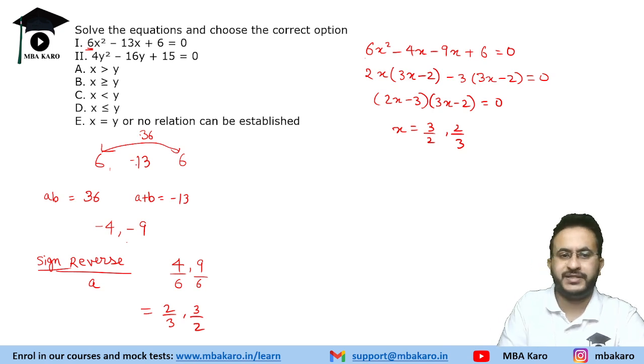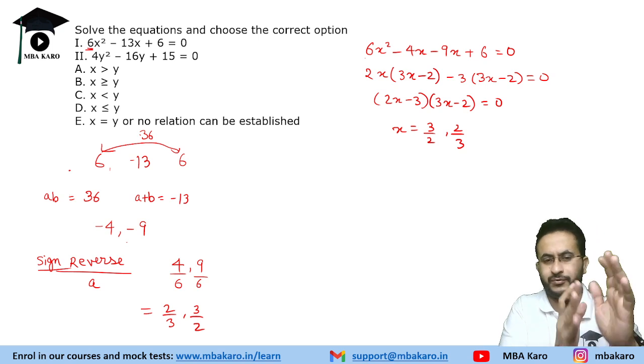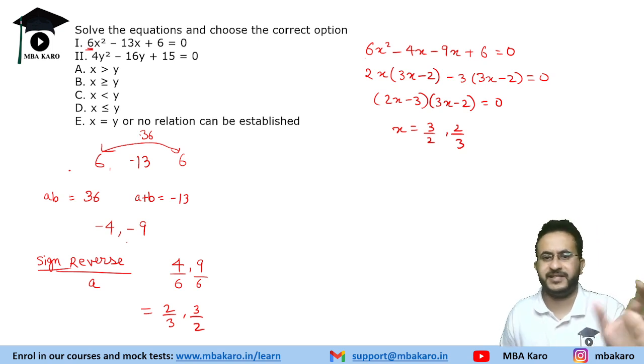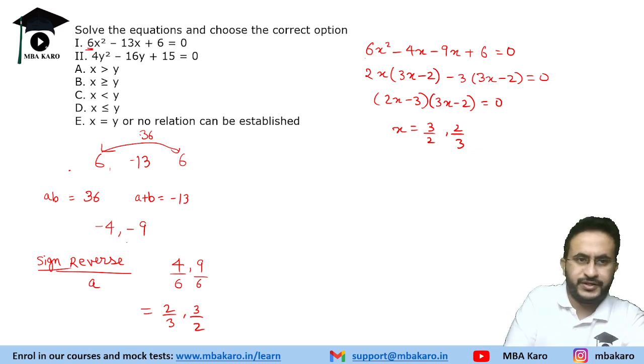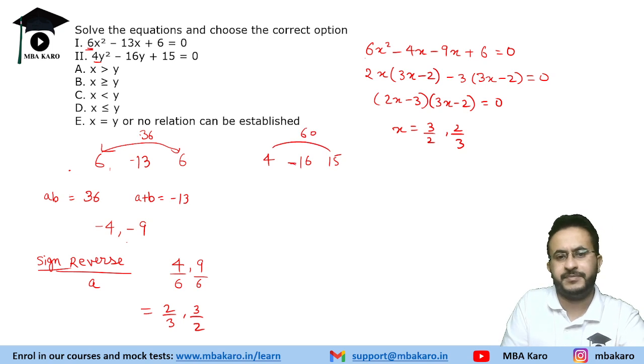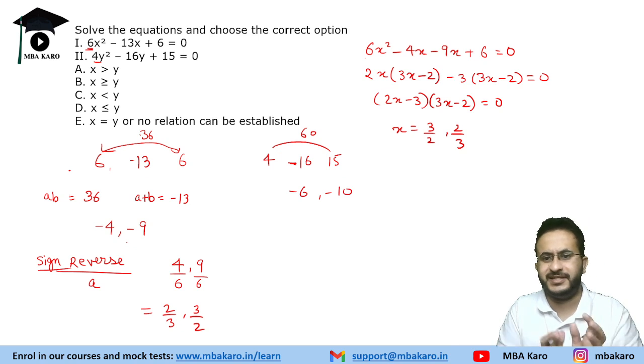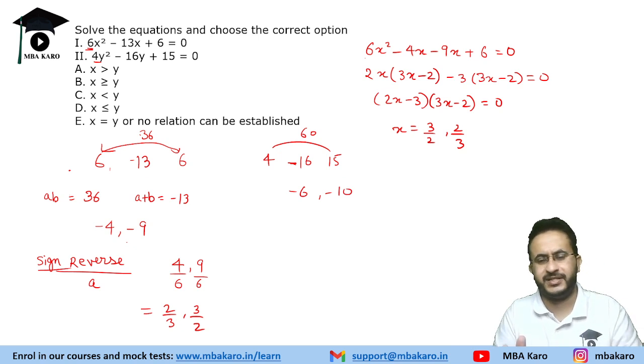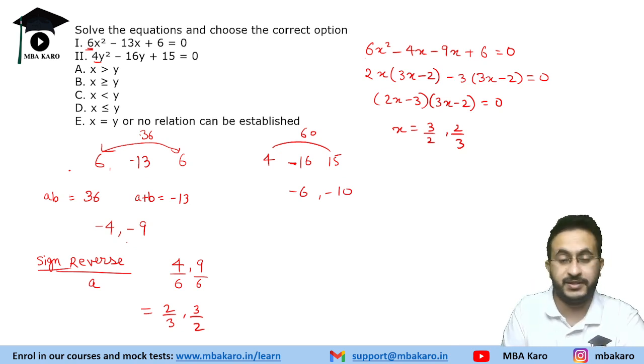So how to avoid the steps? Think the numbers, and there is no need to write all things. That was to explain. Think the numbers, reverse the sign, divide by a. So let's do the same thing here. We have 4, minus 16 and 15, right? 4 into 15 is 60. This is minus 16. Minus 6 and minus 10. Easy to think, right? 6 into 10 is 60, and 6 plus 10 is 16. So negative numbers. Now, second step, sign reverse.